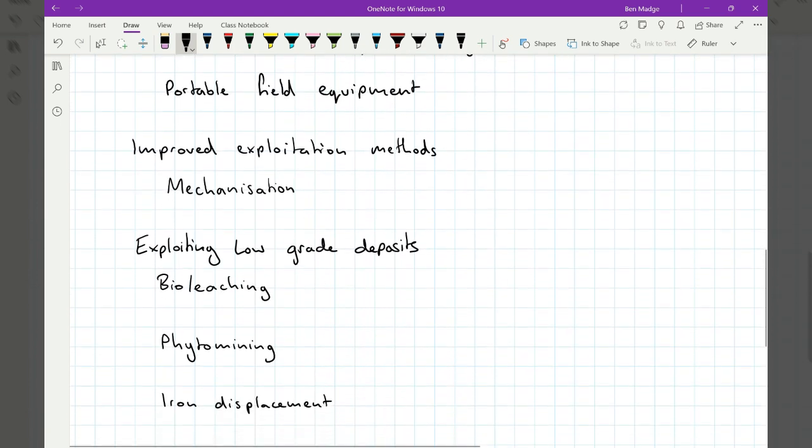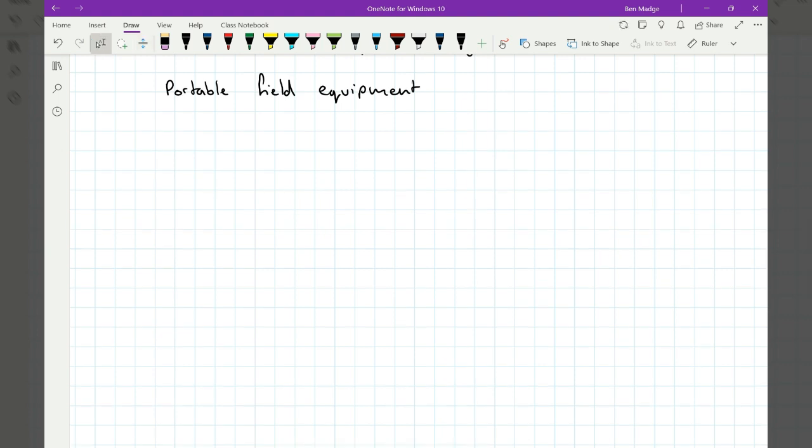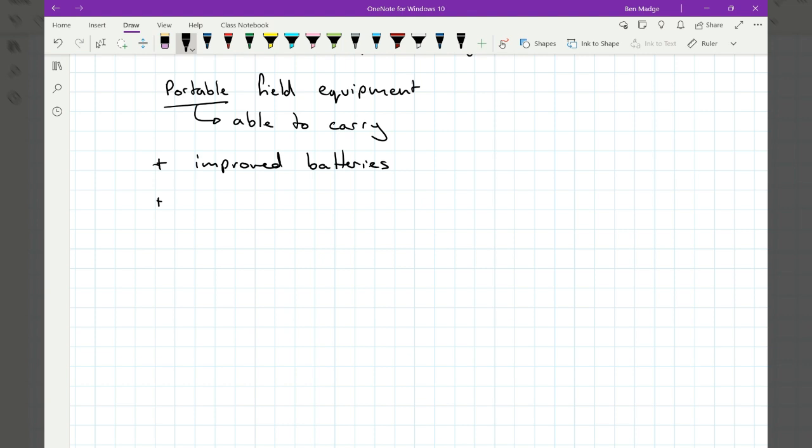Next one then, portable field equipment. So this is things that allow us to identify features of interest on the ground much more easily. Portable meaning able to carry. And this has been driven by improved batteries and improved electronics, and these have both got more powerful and lighter.